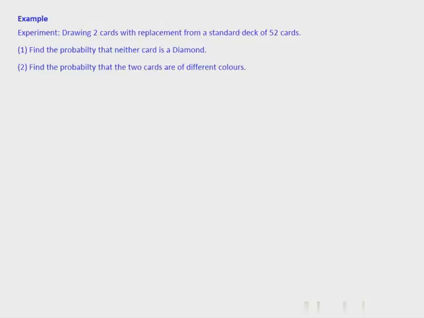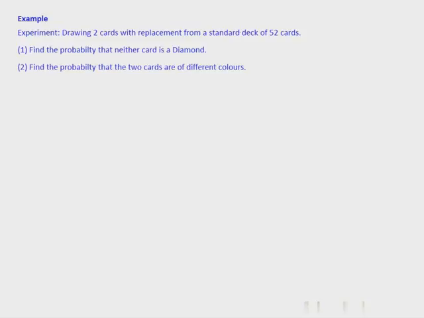Okay. Interesting. Drawing 2 cards with replacement from a standard deck of 52 cards. What's the big deal about this with replacement? It means I draw a card from the deck, I look at it and I put it back, and then I draw the second card from the deck. I don't keep that first card aside.